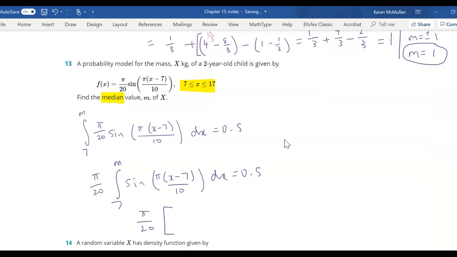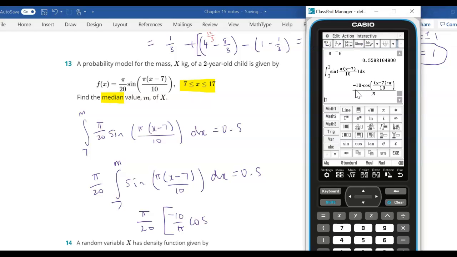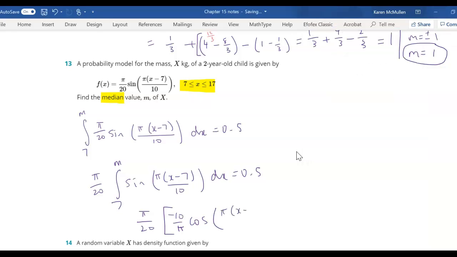So we've got negative 10 on pi. I'm going to take that out the front, because it looks a little bit complicated otherwise. So I've taken the negative 10 on pi out the front of the cos instead of just writing it as a fraction. Then we've got pi x minus 7 on 10, exactly how it was in the question. I knew what this coefficient of cos should be, but I couldn't remember whether it was negative or positive. So we're going from 7 to m.